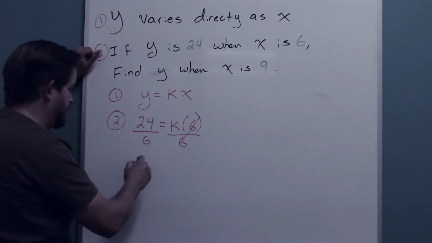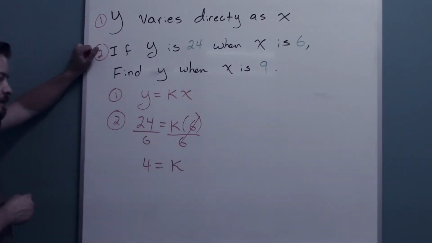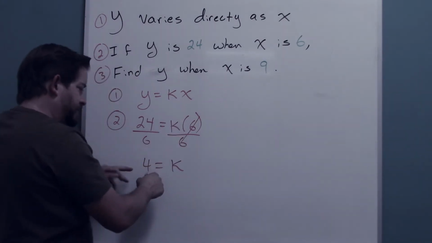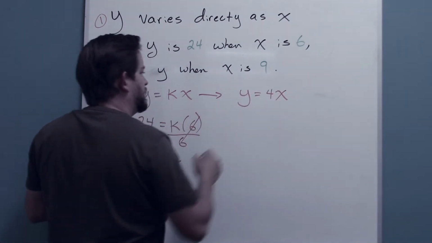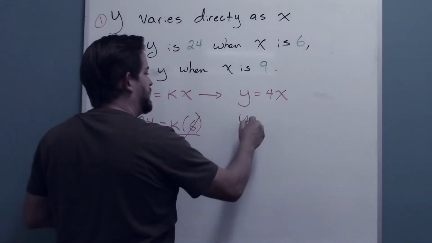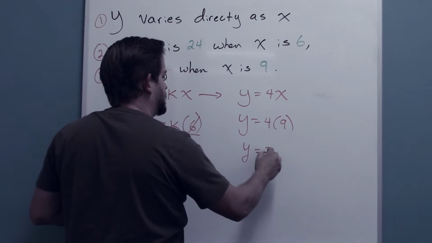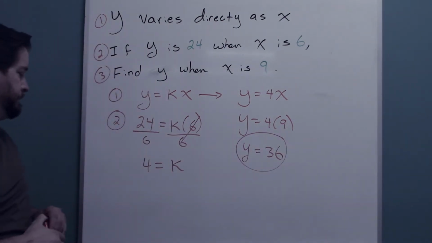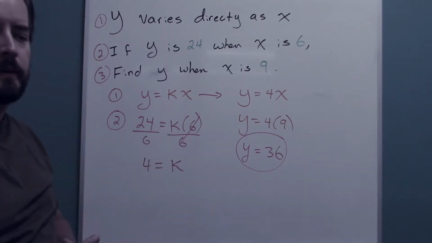then I get 4 is equal to k. And then this third, the question here, find y when x is 9. Well, if k is 4, I know that I'm dealing with this equation. And if x is 9, then y is 4 times 9, or y is 36. That's a direct variation, right?